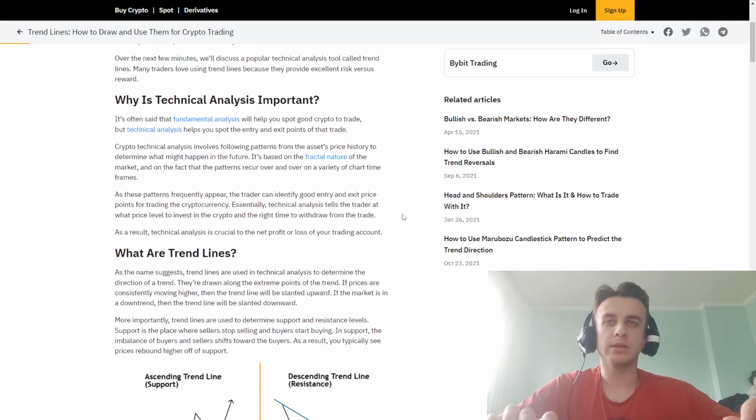As the patterns repeatedly appear, the trader can find good entry and exit price points for trading cryptocurrency. Exactly, technical analysis tells the trader at what price level to invest in the crypto and the right time to withdraw from the trade. As a result, technical analysis is calculated on the net profit or loss of the trading account.